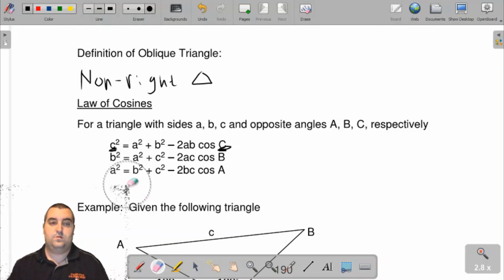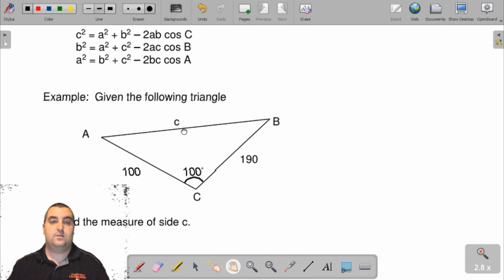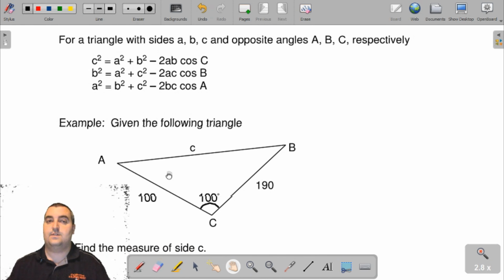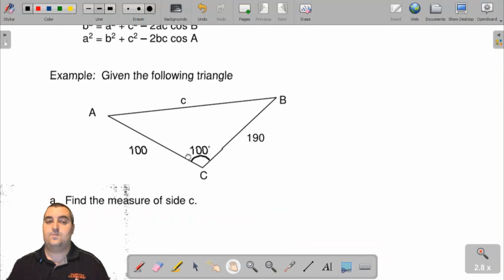So let me erase that. And remember, the big thing to realize is that lowercase letters are sides, and the uppercase letters are the angles. The other thing to realize is that the side is opposite its angle. So side A is opposite angle A, side B is opposite angle B, and side C is opposite angle C. And you can see that here.